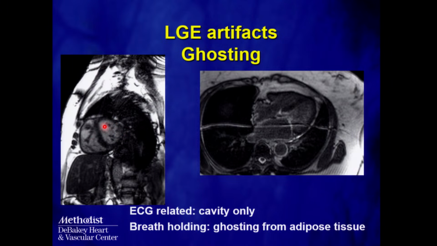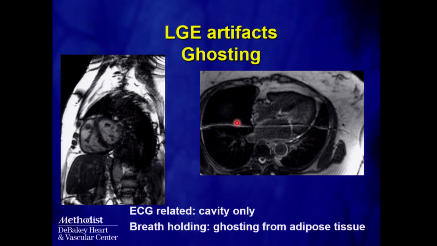But if the patient is not able to hold their breath, then usually you're going to see this ghosting artifact from the adipose tissue all the way over the heart. So this is a ghosting artifact because of the ECG gating issue. This here is a ghosting artifact. Why? Because it's starting from the stationary tissue across the heart because the patient did not hold their breath.